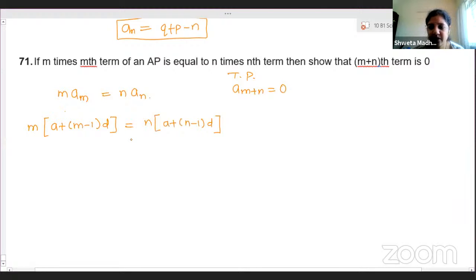Right? Is the step clear? Multiply inside now. Here we cannot use a linear equation. We have to use the factorization method here.